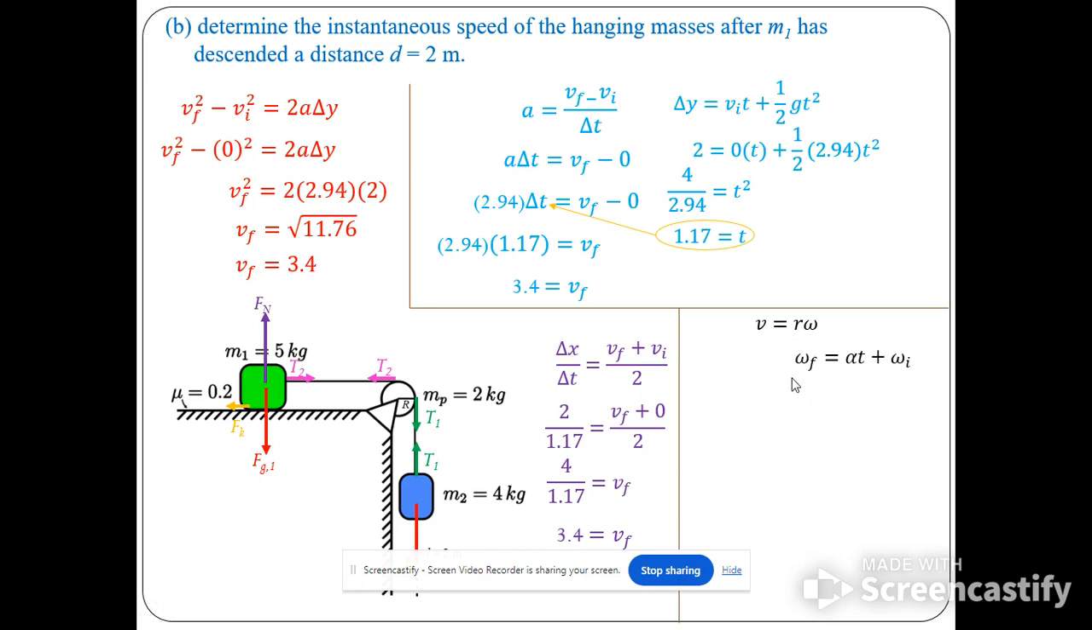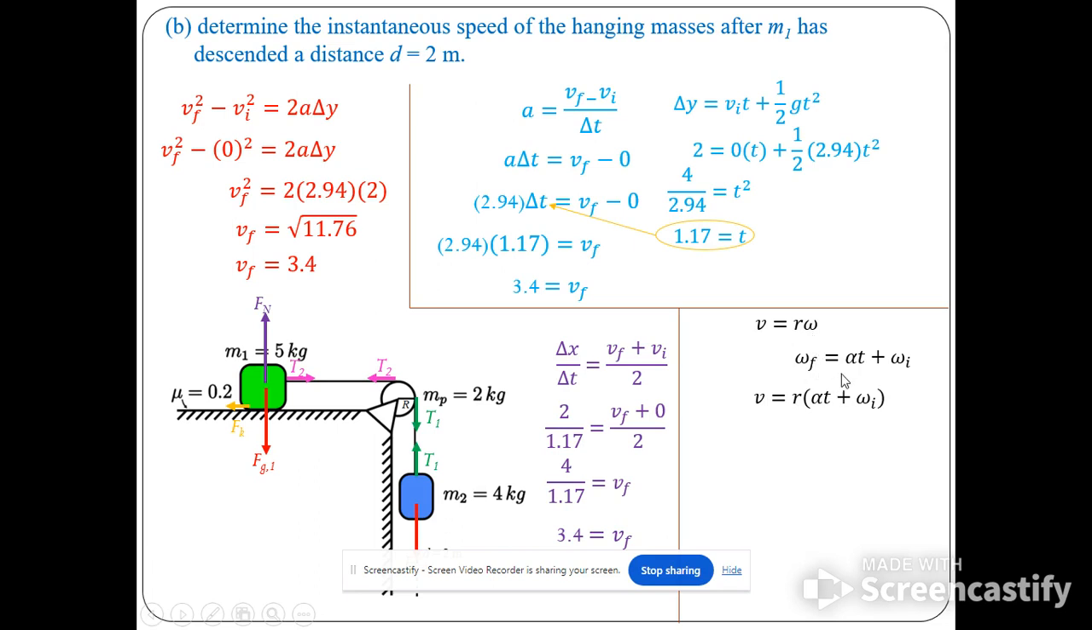Okay. And then by definition, omega F is alpha T plus omega I. Again, that looks very similar to this right here. It's just applied in rotational stuff. And then we can just substitute. So V is equal to R, which I kept in the front. And then wherever omega is, in this case, this omega is omega F because omega I is 0.